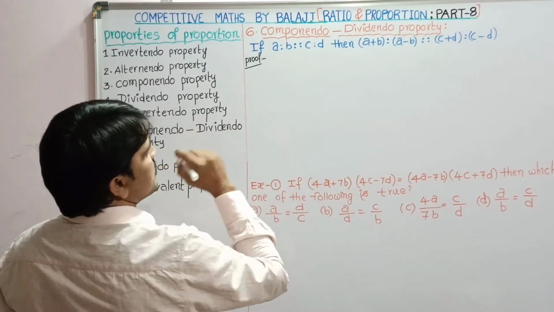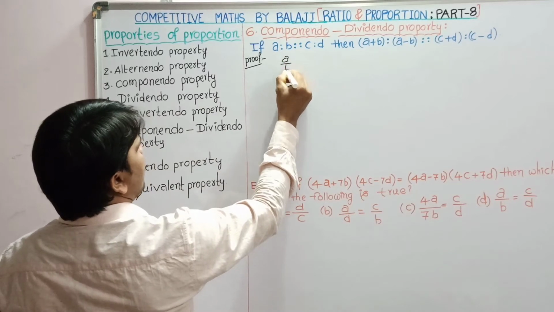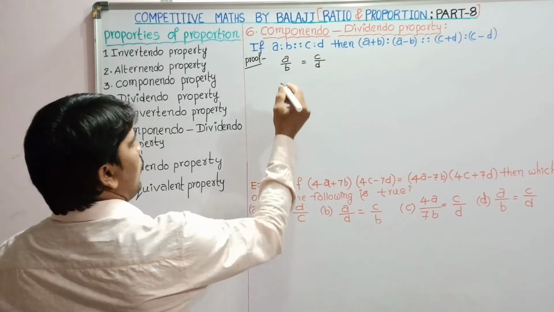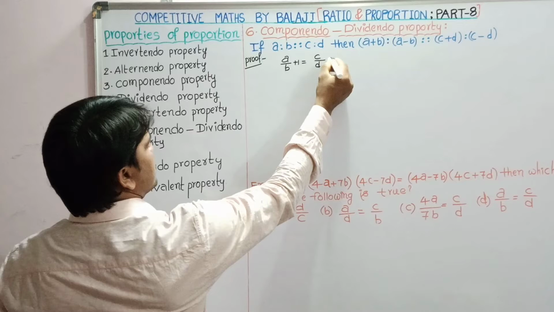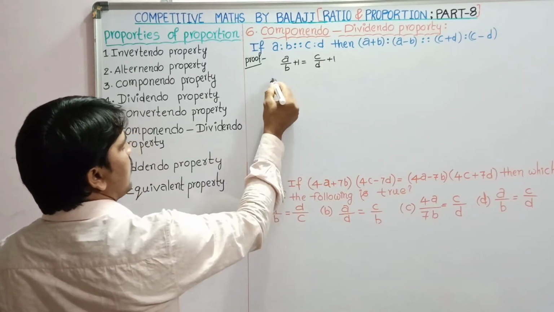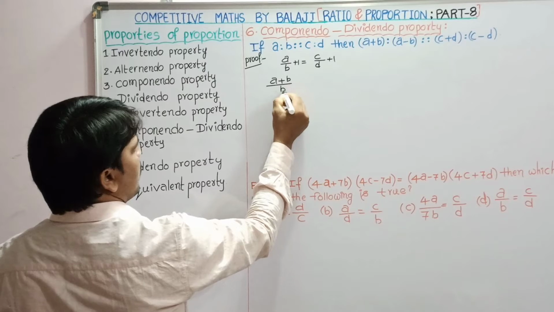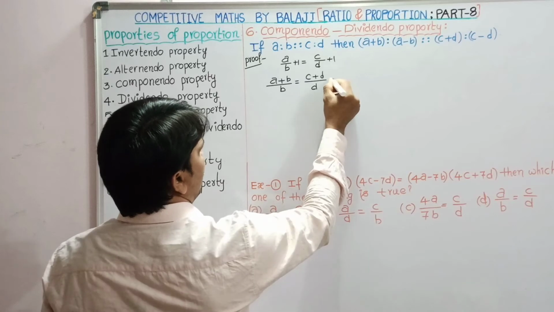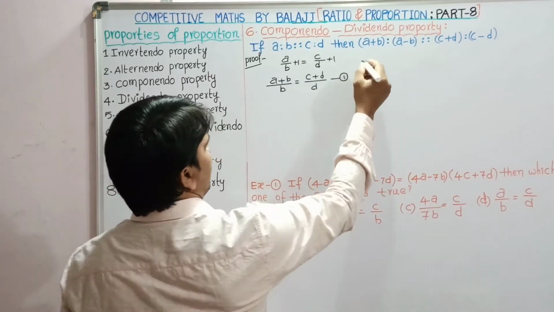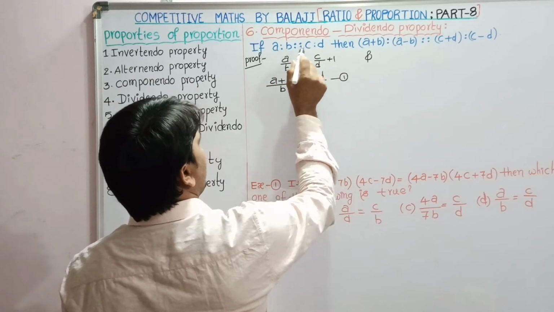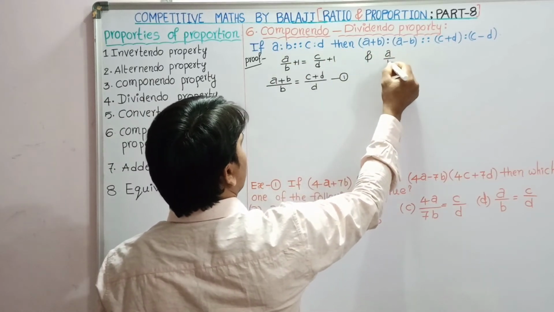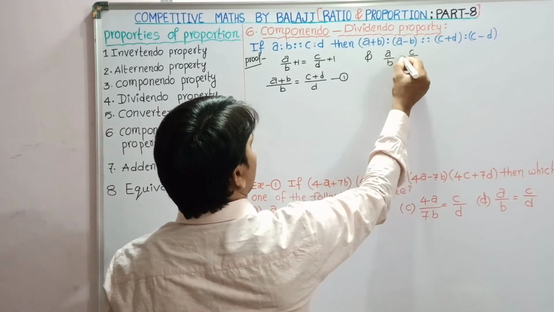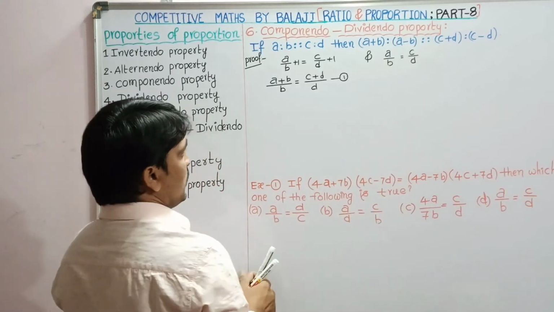A is to B as C is to D is nothing but A by B is equal to C by D. Now add 1 on both sides. Then we get A plus B by B equal to C plus D by D. Let it be equation 1. And we are given A, B, C, D are in proportion. Therefore, we can write A by B equal to C by D.